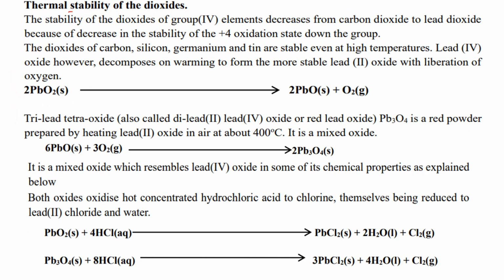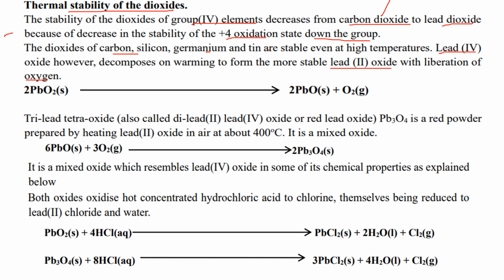Now looking at the thermostability of the dioxides, you're going to be saying that the stability of the dioxides of group 4 elements is going to be decreasing from carbon dioxide to lead dioxide, and the reason for that is variation in stability, because the stability of the plus 4 oxidation state decreases down the group. That's why the stability of the dioxides also decreases down the group. And we're going to be saying that the dioxides of carbon, silicon, germanium, and tin are going to be stable at very high temperatures. But the dioxide of lead decomposes even at room temperature to form a more stable oxide, which is lead monoxide, with liberation of oxygen gas.